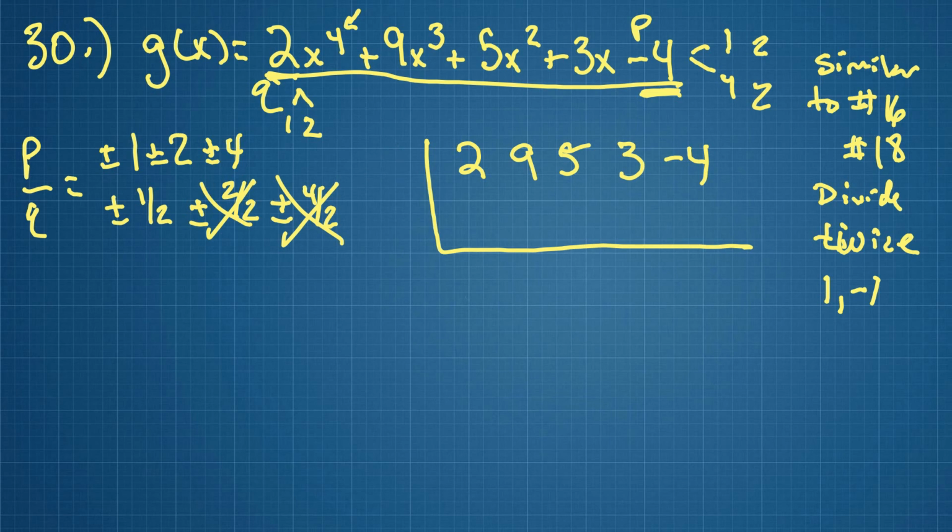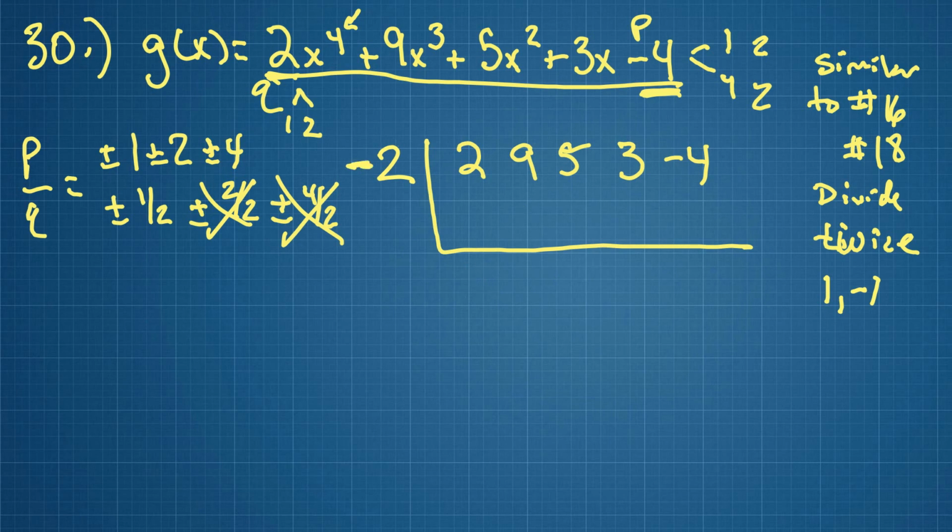So now I'm going to try 2 on the outside. I'm going to drop down the 2. 2 times 2 is 4. 9 to 4 is 13. 2 times 13 is 26. 31. 62. 65. 65 times 2 is definitely not going to give me negative 4. So 2 doesn't work.